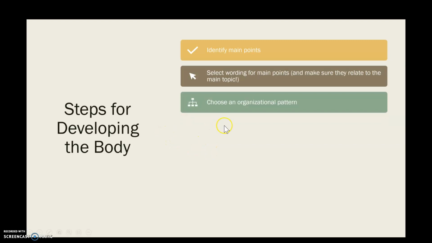The book recommends next choosing an organizational pattern. The organizational pattern is going to pretty much be based on the type of speech that you do. So if you're doing a demonstrative speech, a how-to speech, it's going to be based on the steps. And more than likely, your first part's going to be the preparation steps, the second part's going to be the process itself, and the third part's going to be finishing, or something like that.